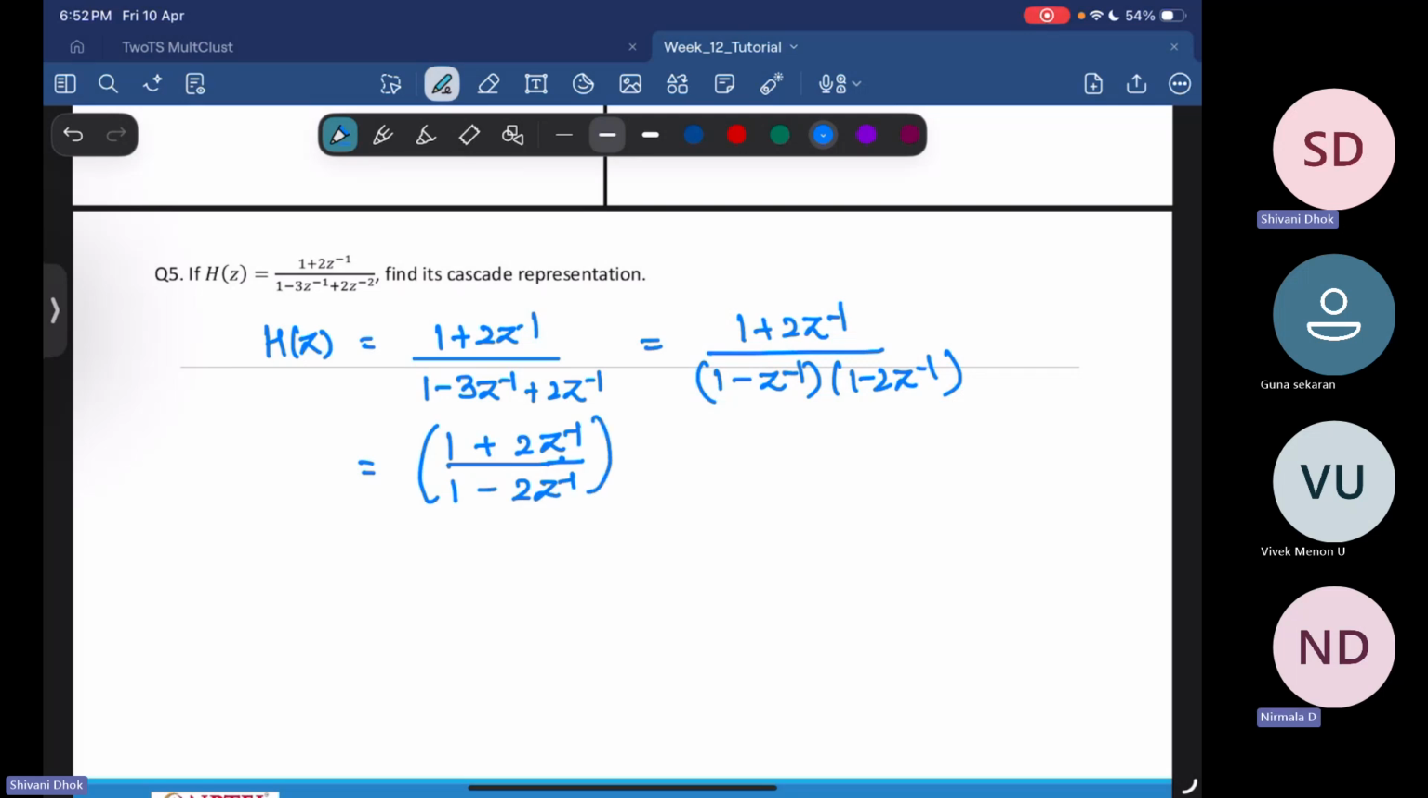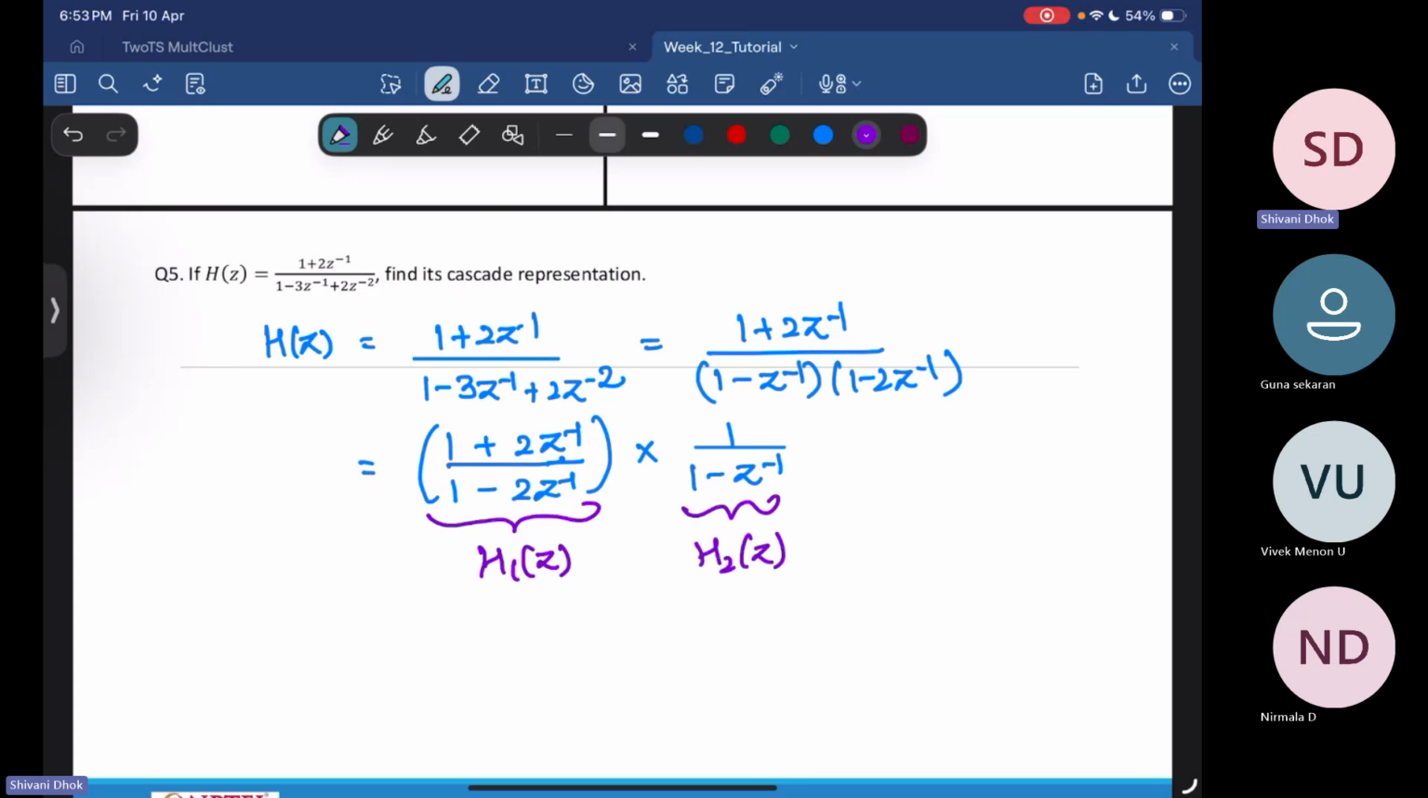Actually, in the denominator, I think it is 2z power minus 2, ma'am. I've written 2z inverse. Yeah, minus 1. This one only, no? Yes, ma'am. Yeah, thanks. Okay. Multiplied by 1 upon 1 minus z inverse. So this term here, let's say, is H1(z), and this one is H2(z).